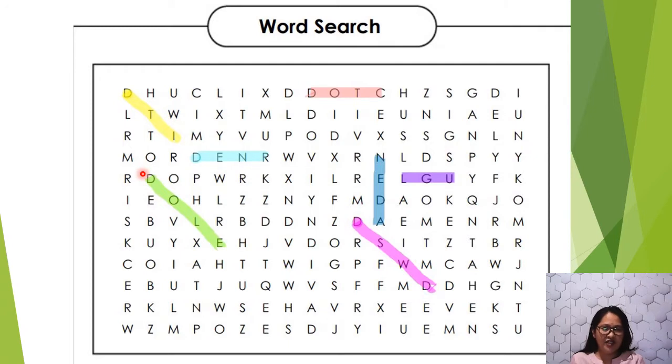Next acronym, which is written horizontal, LGU. Next acronym we have NEDA, which is written vertical. And last one we have DSWD.